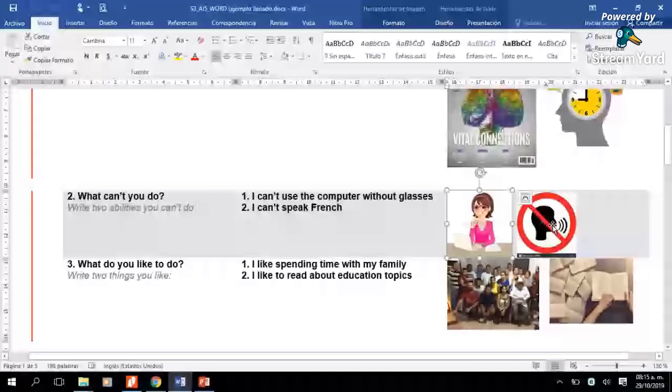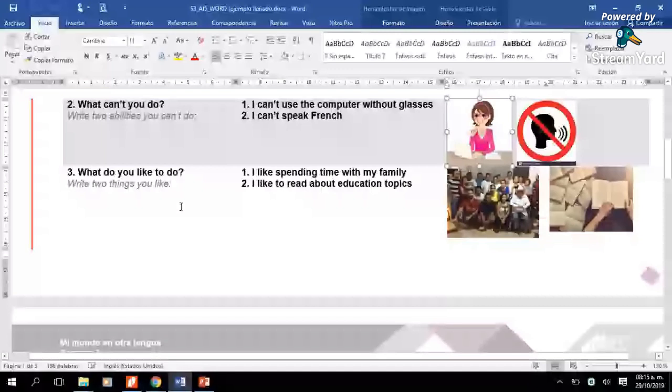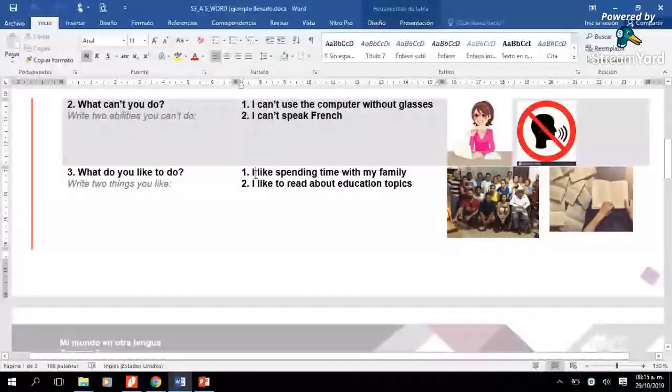What do you like to do? ¿Qué te gusta hacer? I like spending time with my family. Notice that I am using here the grammar that I have shown you just before: subject, the verb, the noun or the verb with the ing termination, and the complement. I like to read, also could be about education topics.